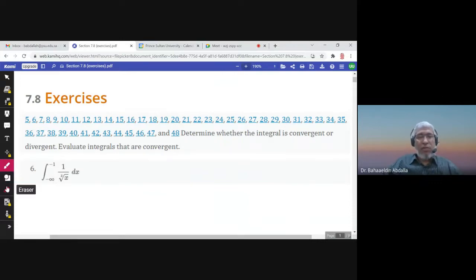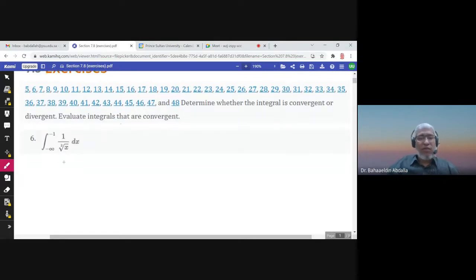These are some exercises about section 7.8 improper integrals. Determine whether the integral is convergent or divergent. Evaluate integrals that are convergent. So we have here an infinite limit, from negative infinity to negative 1.